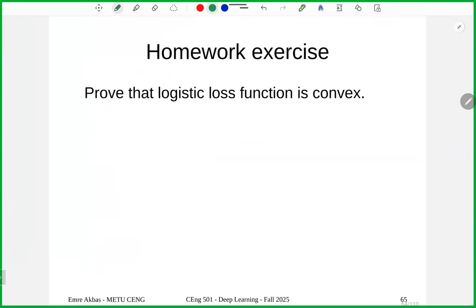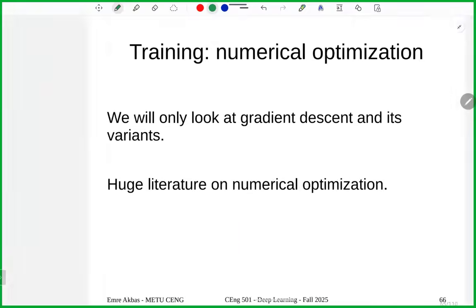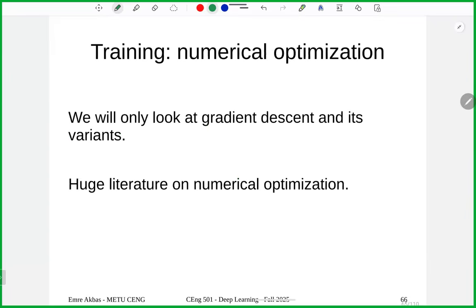You can see that it's not easy by trying this homework exercise yourself. This is one of the actually easy examples, so you can try that. The logistic loss, remember what it was? Log or ln of 1 plus e to the power of something like this. So try to prove that this is convex, okay? I'm not going to do it here because of time. So convexity is a big issue.